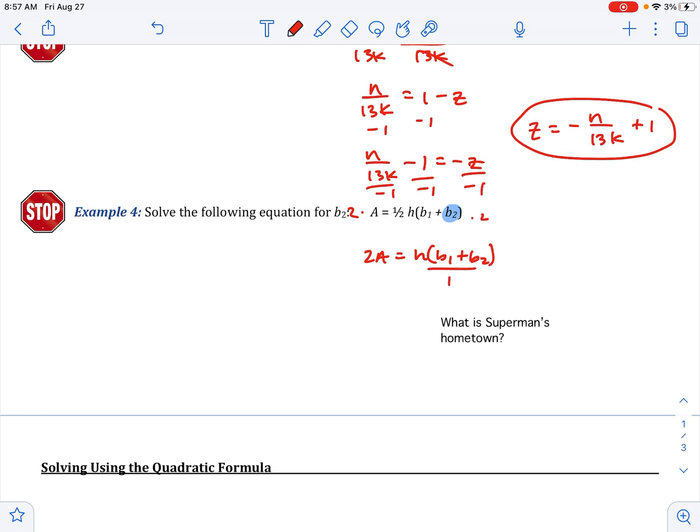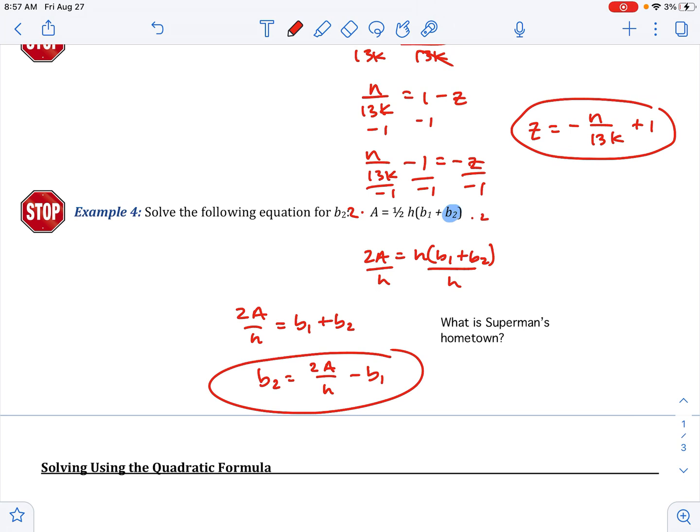I'm going to divide by h, and that's going to give me 2a over h equal to b sub 1 plus b sub 2. And now I'm going to subtract the b sub 1 over, and I've got b sub 2 equal to 2a over h minus b sub 1. Okay? So please just make sure you understand the directions in terms of whatever letter they're asking for, that's the letter that they want you to get by itself.